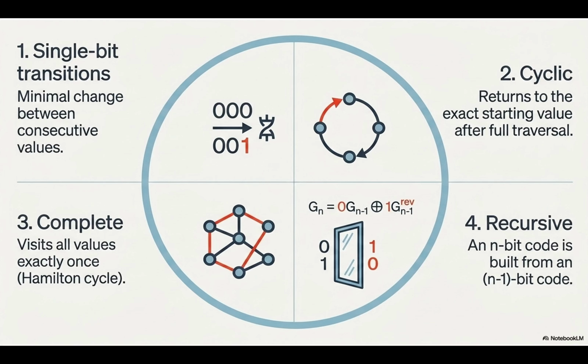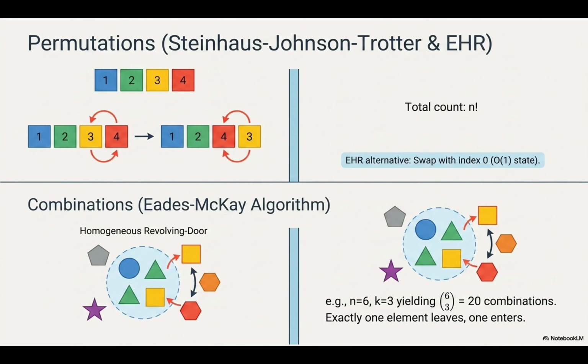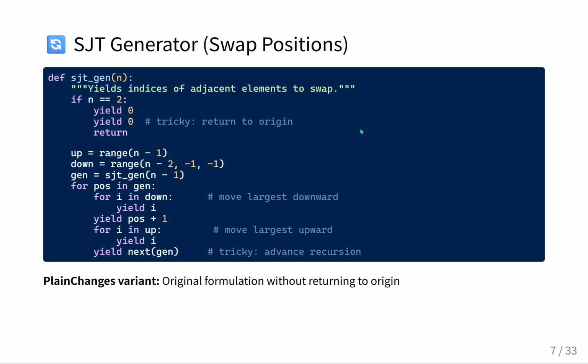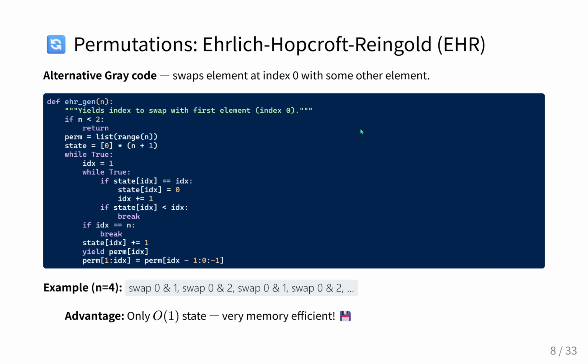But the algorithms highlighted in the presentation sidestep that master list entirely. Let's look at the Ehrlich-Hopcroft-Reingold algorithm, the EHR algorithm. Okay, the EHR algorithm. It is considered brilliant because it operates with a state requirement of big O of 1. Right, O(1). And in computer science, an O(1) requirement means the memory needed remains constant, regardless of how huge the data set gets. Exactly. The EHR algorithm doesn't need to remember the entire history of the branches it just explored. It just maintains a tiny auxiliary array, looks at the immediate current state of the list, and knows exactly which item to swap with the first item to generate the next unique permutation.